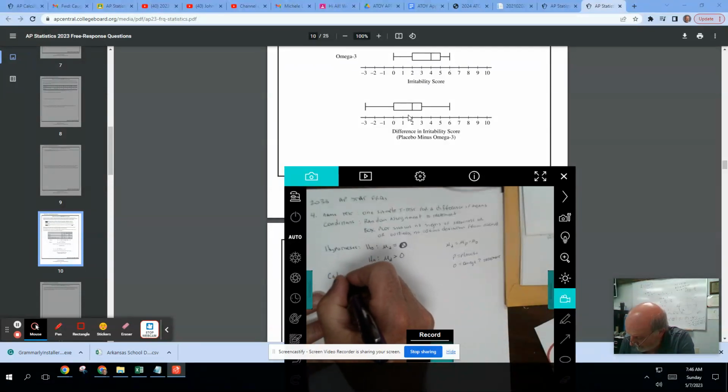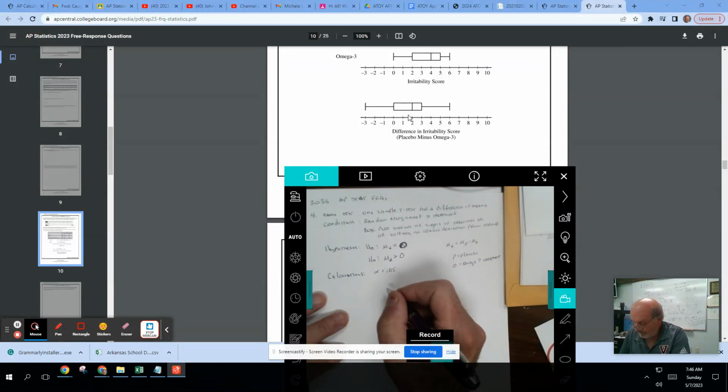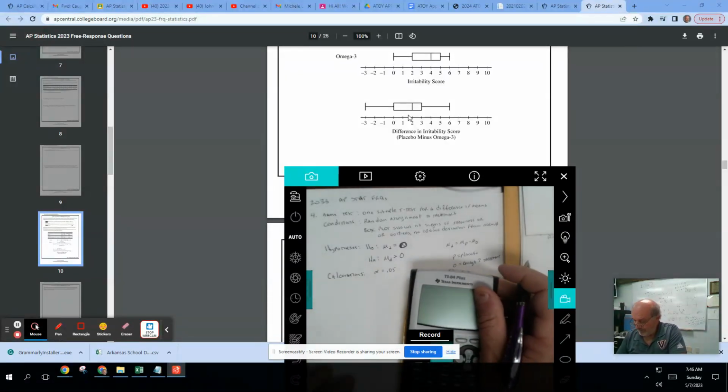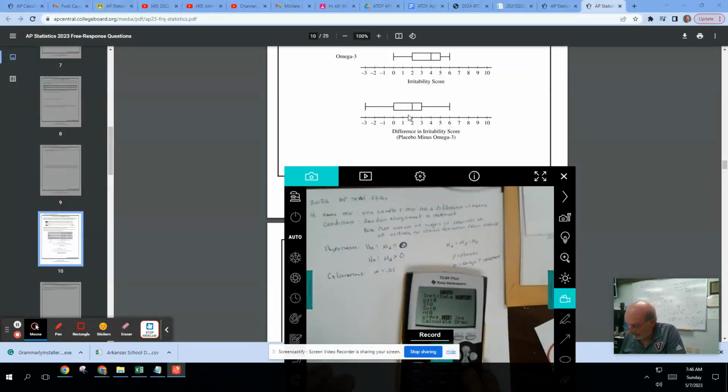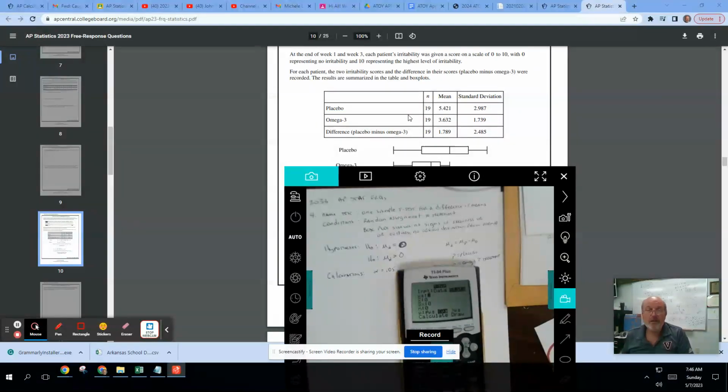Next, we'll perform our calculations for this test. I'm going to remind myself that my alpha is equal to 0.05. Then I'm going to go to the calculator and enter in the statistics. We're using the difference values again. So I'm going to input for the mean, x bar, 1.789, and the standard deviation is 2.485. N is 19.